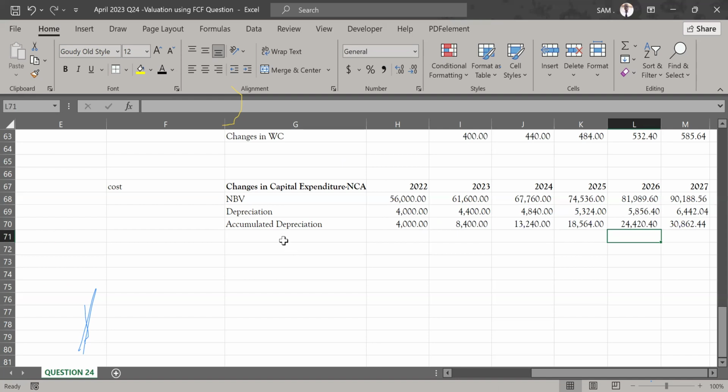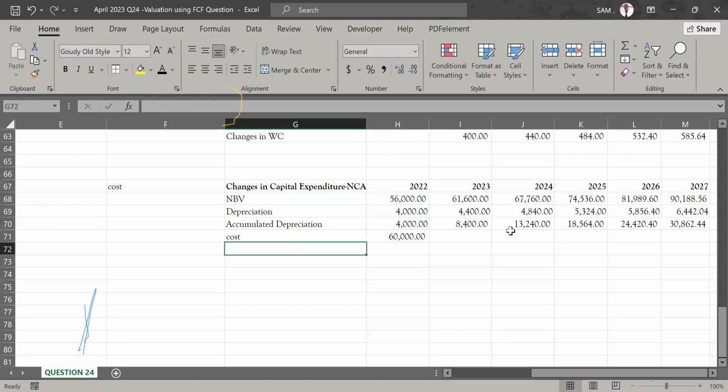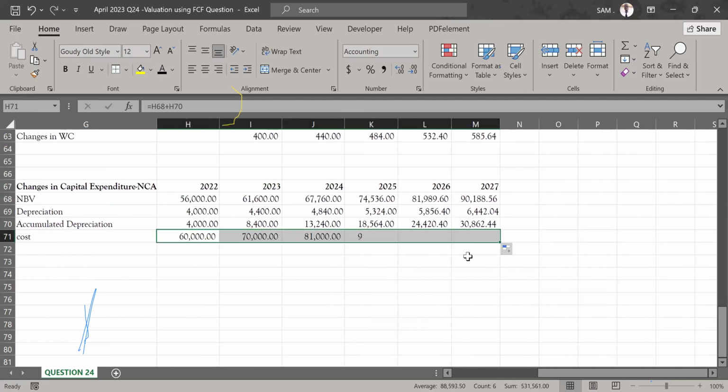So to get the cost of these non-current assets, we add the net book value that we already have plus the accumulated depreciation now. We are not adding depreciation charge, no. We are adding the accumulated, because you have to take care of the accumulated when computing net book value. We are simply working backwards now. And that gives me a cost of 60,000 for 2022. And then I just autofill to 2027. Those are the costs of these non-current asset elements to 2027.